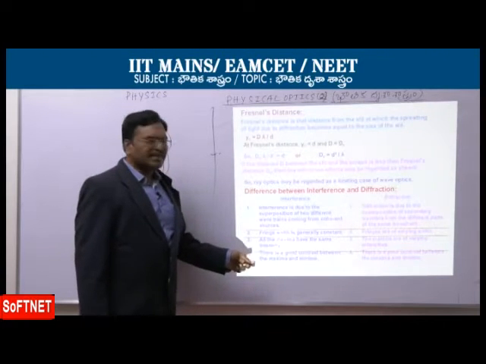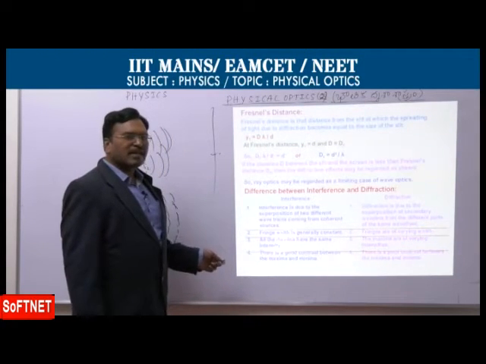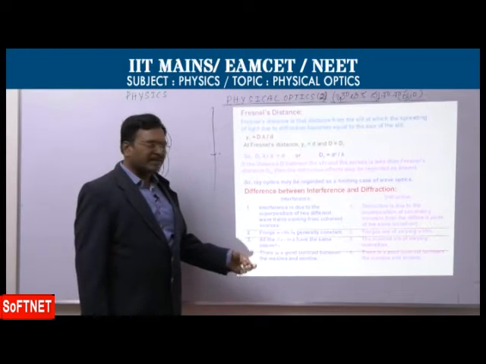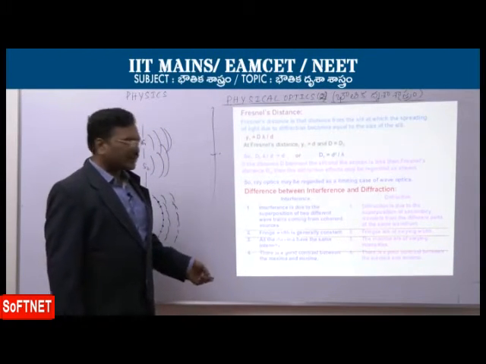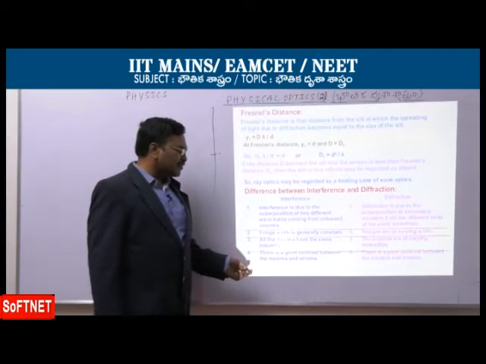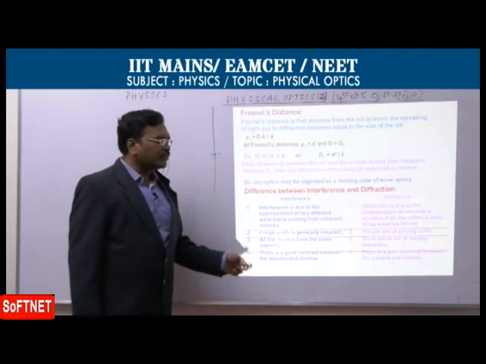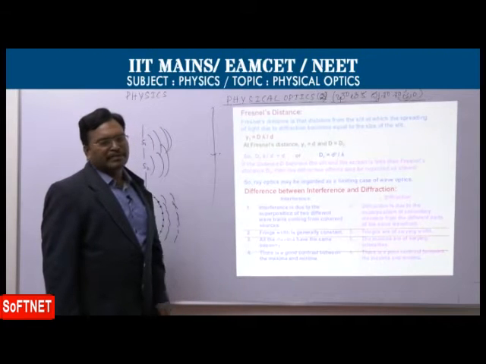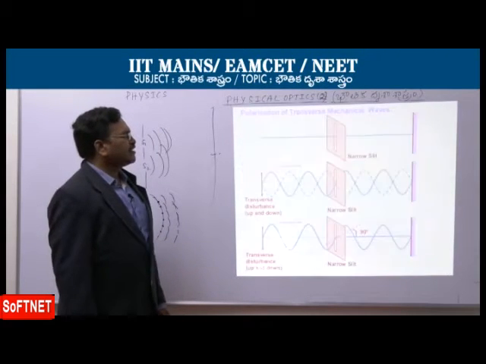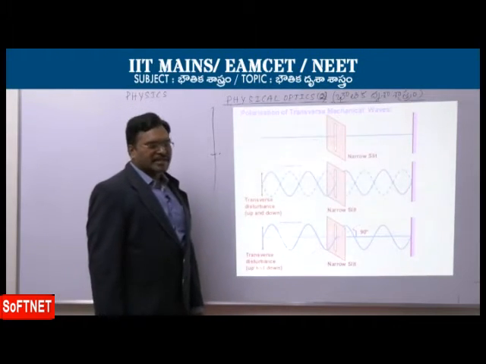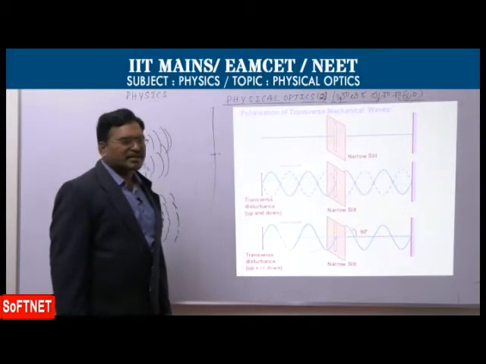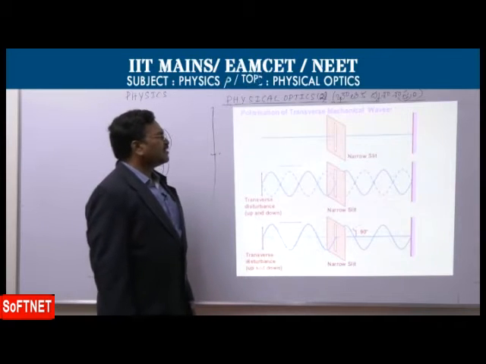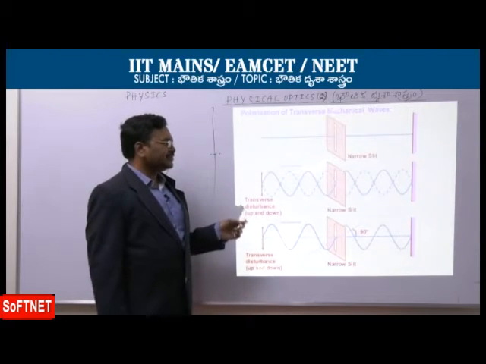The difference is what I told. Fringe width is the same in interference, here fringe width is different. Here all maxima have the same intensity, but here different. And one more thing I told: here good contrast between maxima and minima, here poor contrast between maxima and minima. Next one, we have polarization. In entrance examinations, we have more problems on interference and diffraction. First of all, now we discuss polarization.